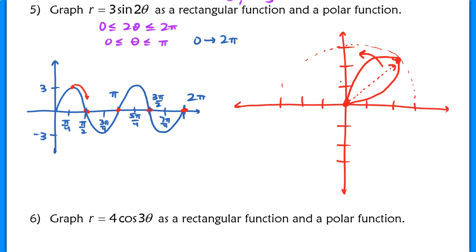All right, now here's where it gets a little bit trickier again. Let's do this portion in purple. So from pi over 2 to 3 pi over 4.